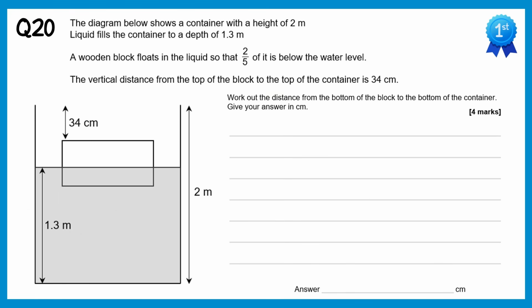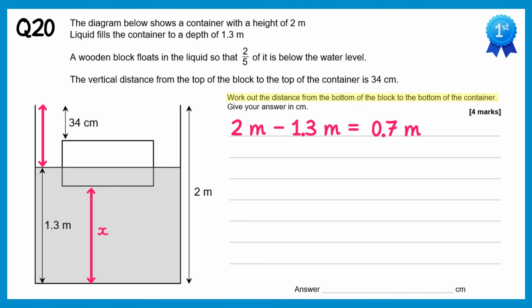In this question we need to work out the distance from the bottom of the block to the bottom of the container. Let's label that distance on the diagram and call it x. The next thing to do is work out the distance from the water level to the top of the container. We can do this because we know the height of the container is 2 meters and the depth of the water is 1.3 meters, so if we subtract those, we'll find this length. So 2 meters take away 1.3 meters is 0.7 meters, which is the same as 70 centimeters, so we can label that on the diagram.